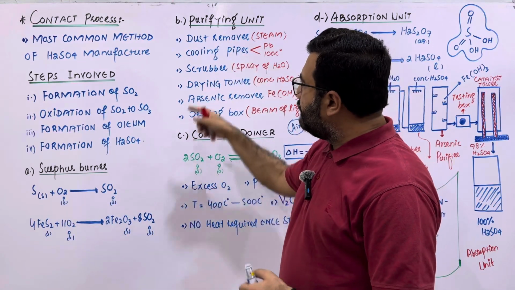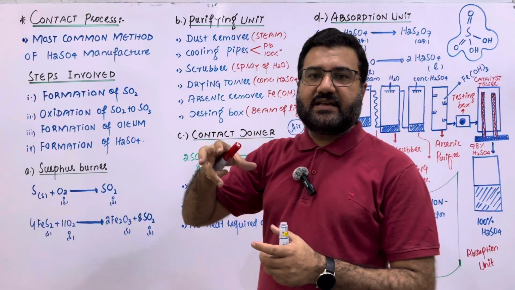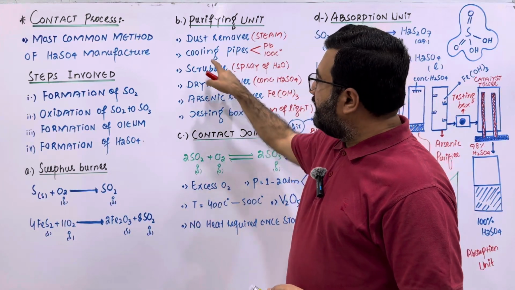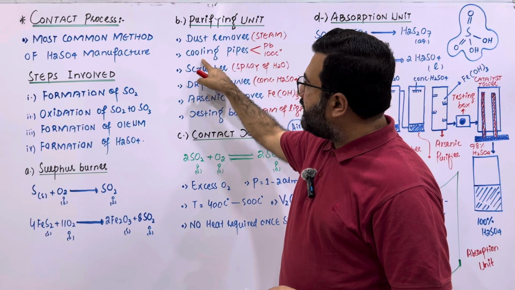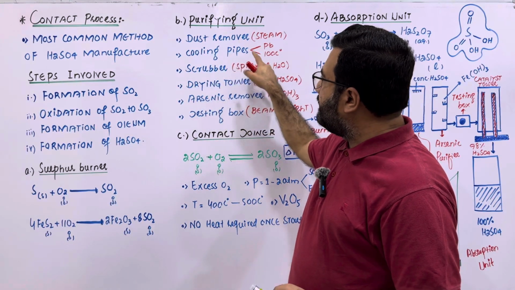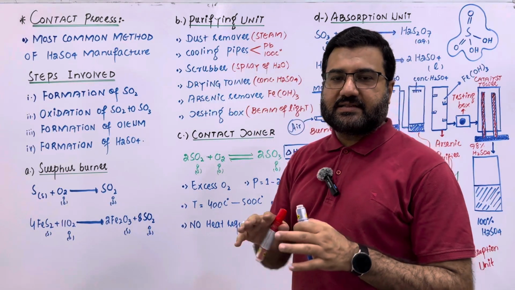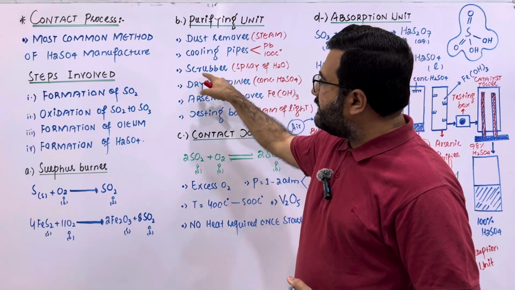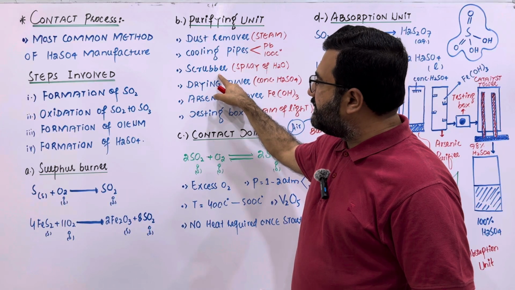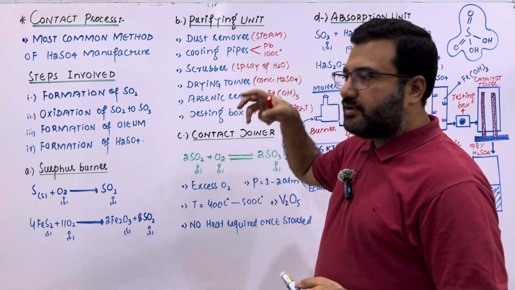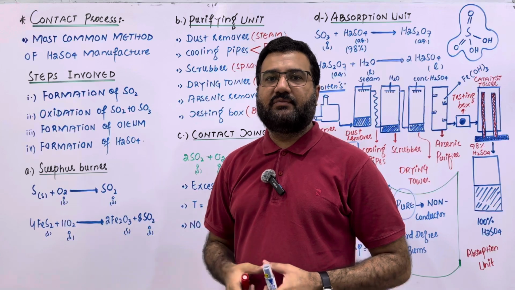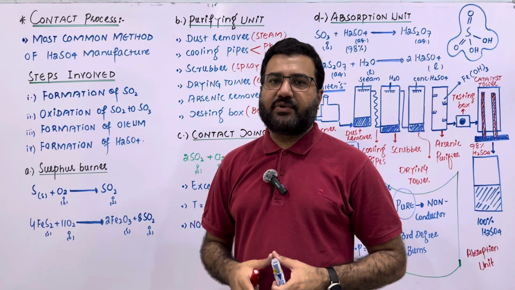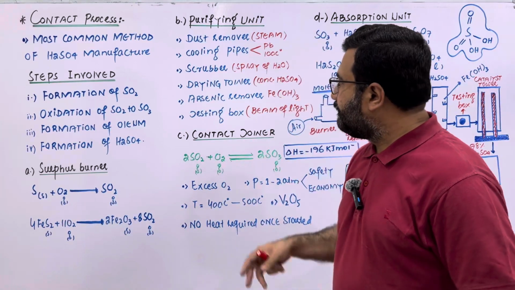When SO2 moves to the dust remover, steam is injected to remove the impurities from the SO2. Then the SO2 is passed through the cooling pipes. These cooling pipes are made of lead, and the gases are cooled down to 100 degrees Celsius. Then these cooled gases are introduced into the next chamber, which is the scrubber, where a spray of water is introduced to remove the water soluble impurities, as SO2 is insoluble in water at high temperature, so it will remain intact.